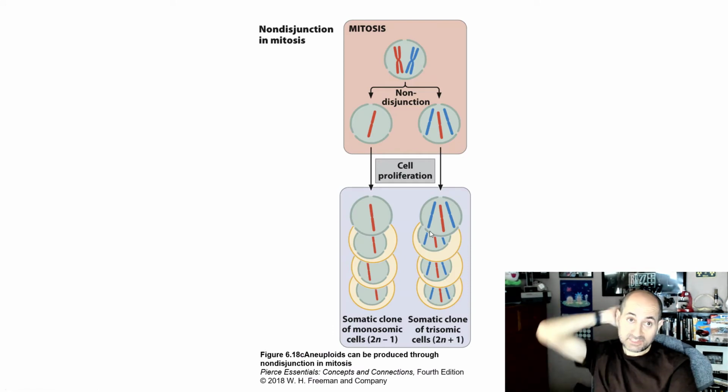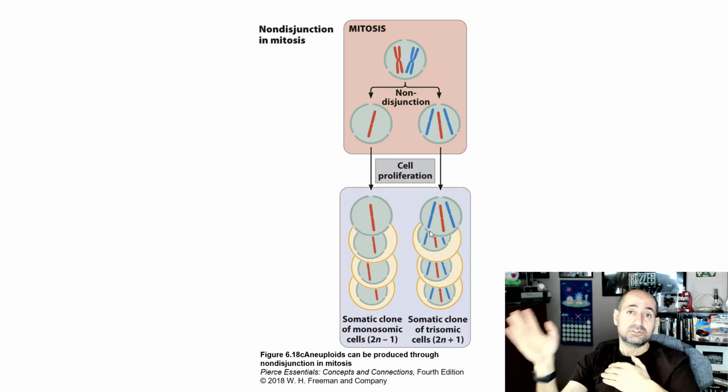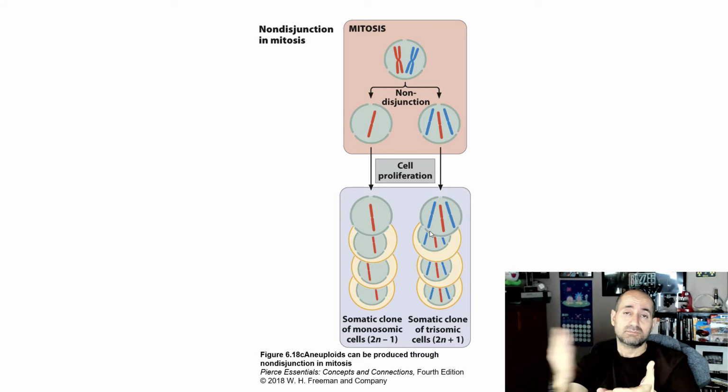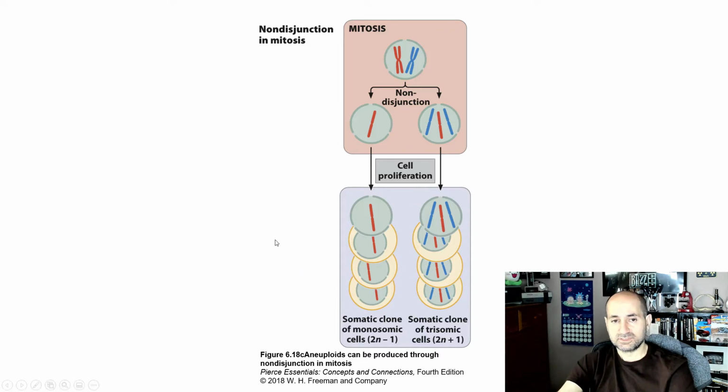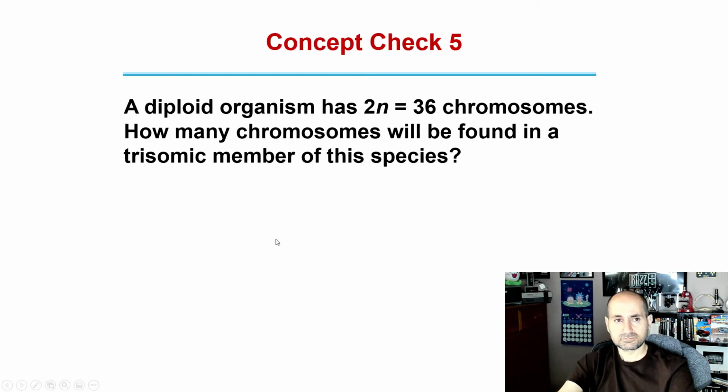And remember I said not only does nondisjunction occur in meiosis 1 and meiosis 2, but it could happen in mitosis, right? So remember during mitosis you also have metaphase and anaphase. Well, what if it doesn't happen correctly and you end up with only one chromosome 1 in one cell and 3 chromosome 1s in another? Well, now you have a 2n plus 1 cell line and a 2n minus 1 cell line. Okay, so that can also happen.